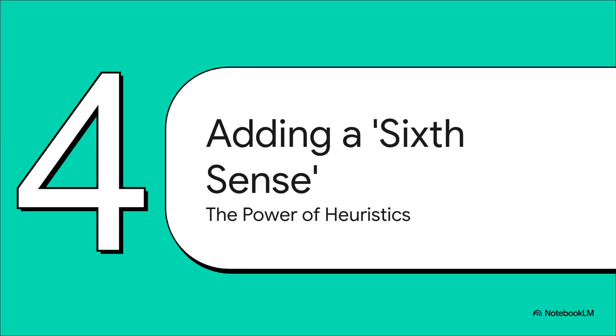Okay, so BFS works. It's reliable, but it's also uninformed. It's searching totally blind with no sense of direction. What if we could give our agent a little bit of intelligence? Like a sixth sense to point it towards the goal. Well, this is where the amazing idea of a heuristic comes in.